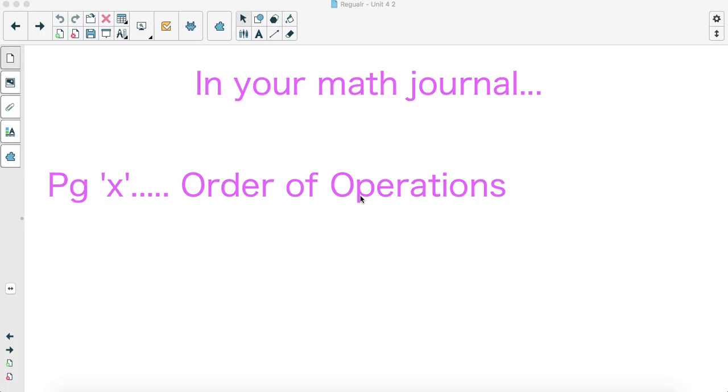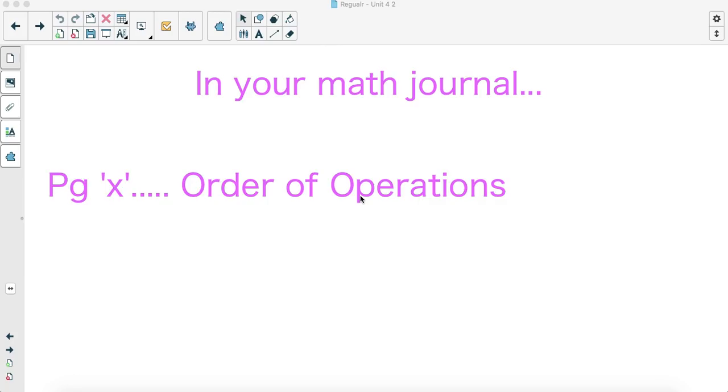Today starts the beginning of Unit 4, and our first topic in Unit 4 is order of operations. So right now I would like for you to take out your math journal. In your table of contents, write your next page number, and then go ahead and put order of operations.